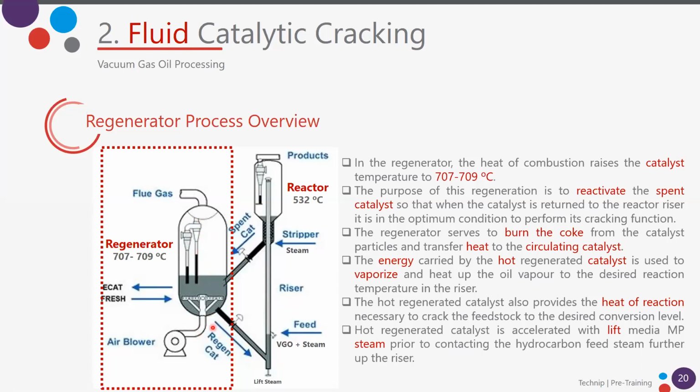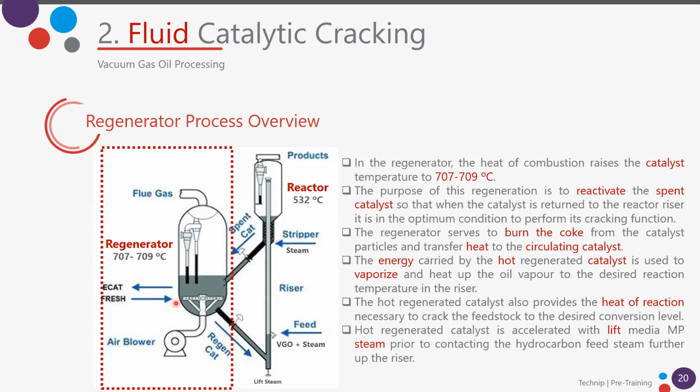We have here special distributors for the combustion air. And you can also see here that you have to continuously withdraw some of the catalyst, which we call the equilibrium catalyst. That is the catalyst that has been in contact with the feed and has been through the unit. And we will add some fresh catalyst to maintain the activity of the catalyst.